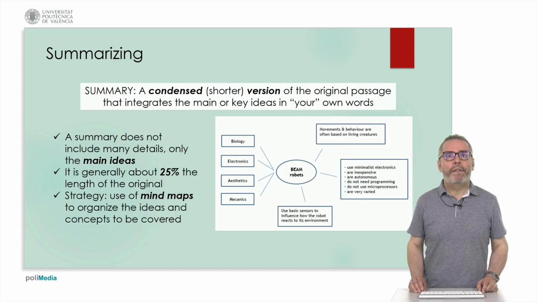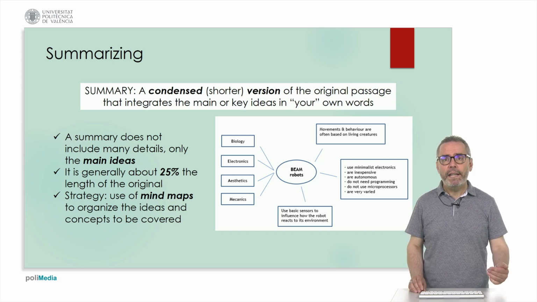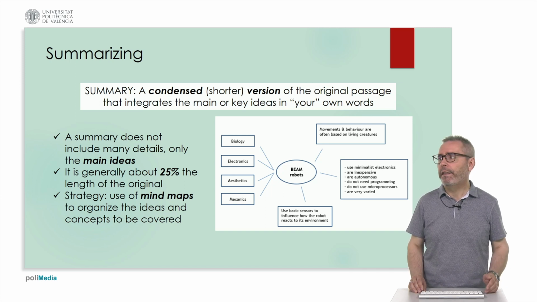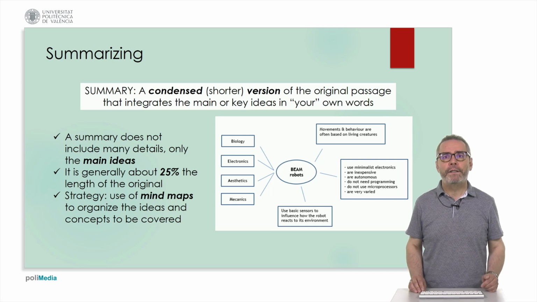Summarizing is another method. In this case, we are condensing or making a version shorter than the original passage, but integrating the main or key ideas in your own words. A summary does not include many details, just the most fundamental ideas, and it's normally 25% of the original length. And a good strategy would be to use a mind map to organize the different ideas, as we can see here in this graph, in this figure.